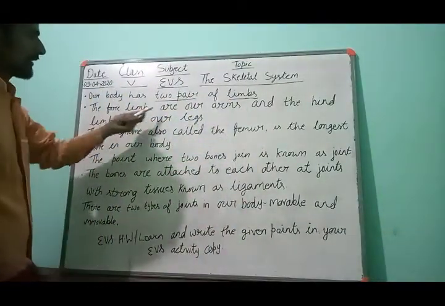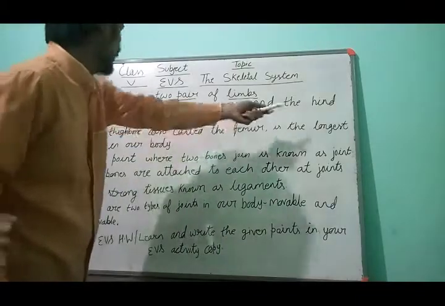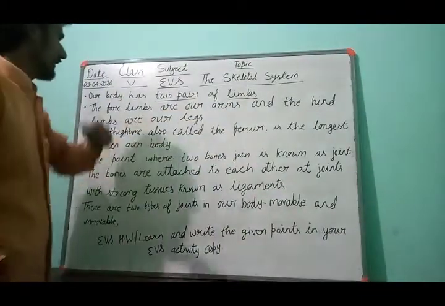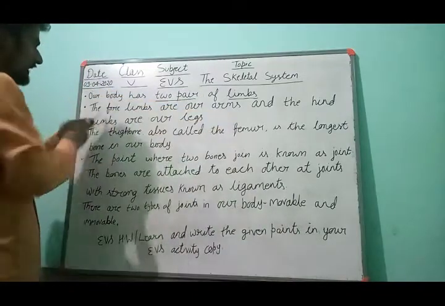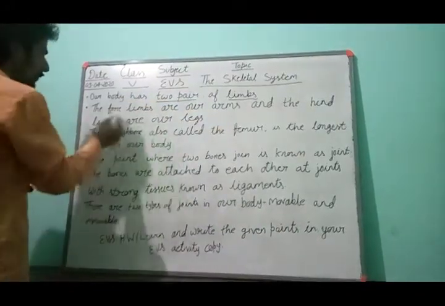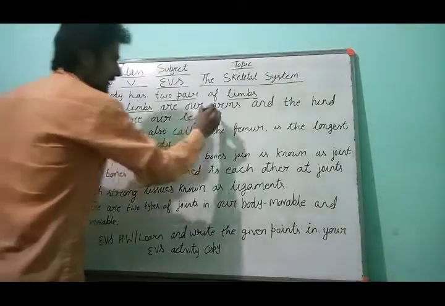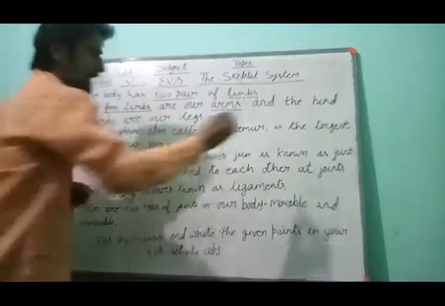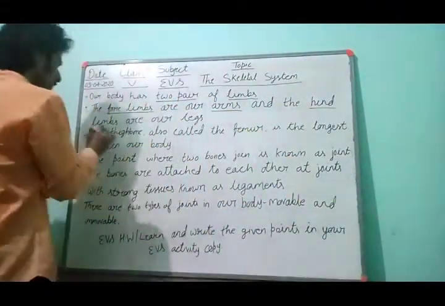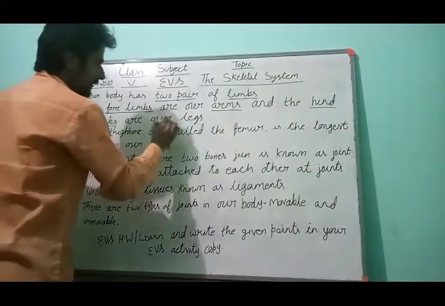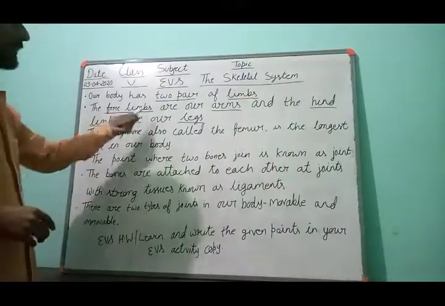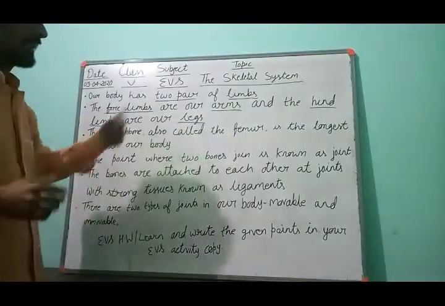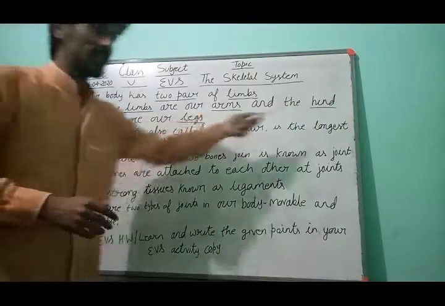The four limbs are our arms, and the hind limbs are our legs. Our arms are known as four limbs, and our legs are known as the hind limbs.